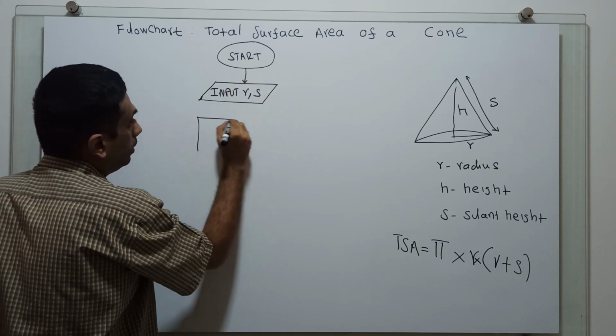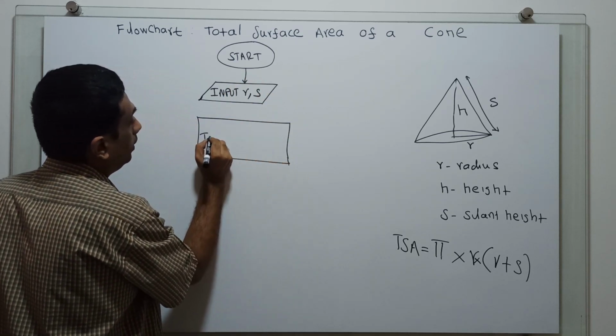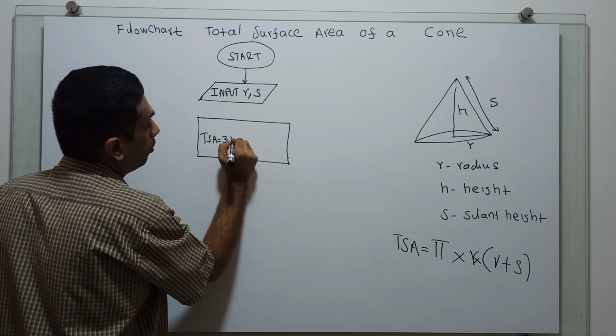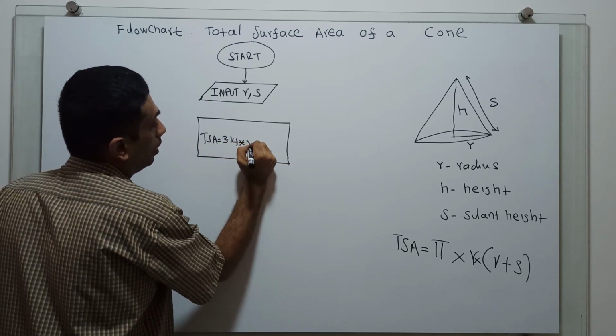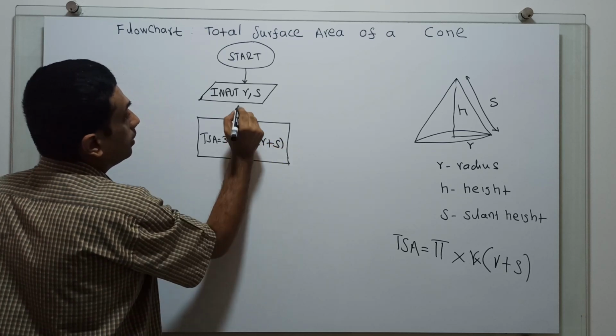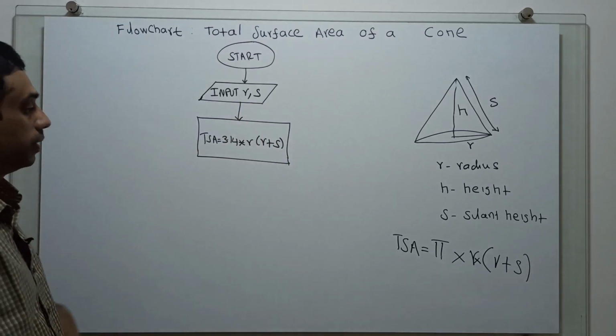Next I am calculating the total surface area. TSA equal to 3.14 into R plus S, where S is the slant height. I have calculated the total surface area.